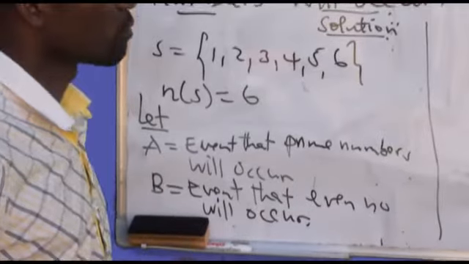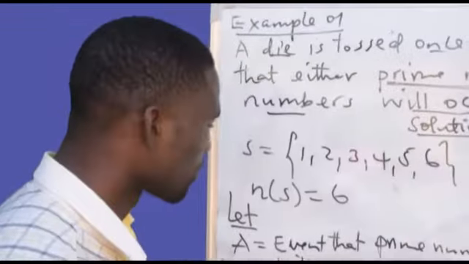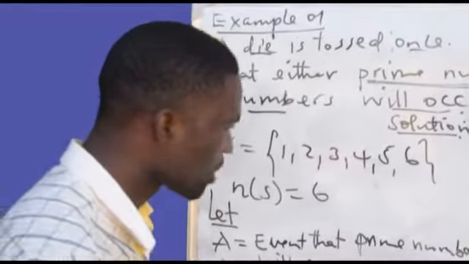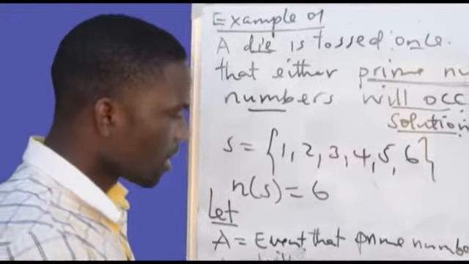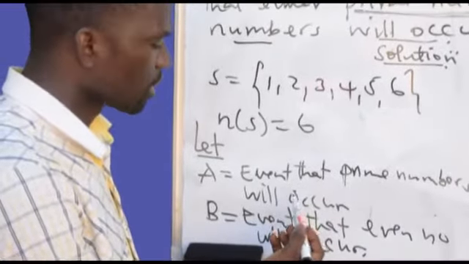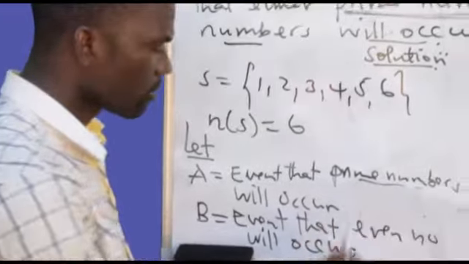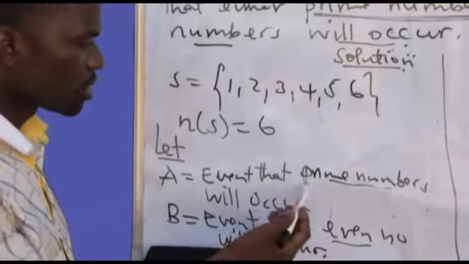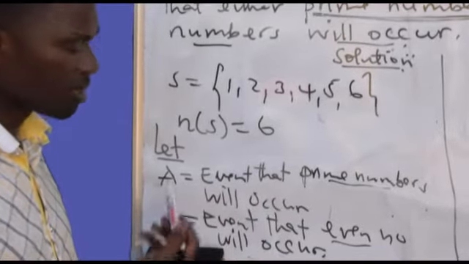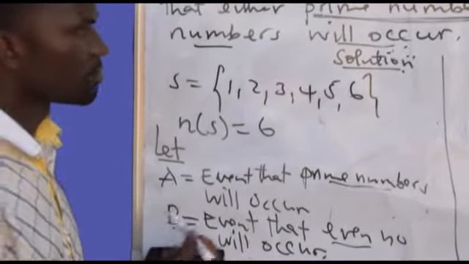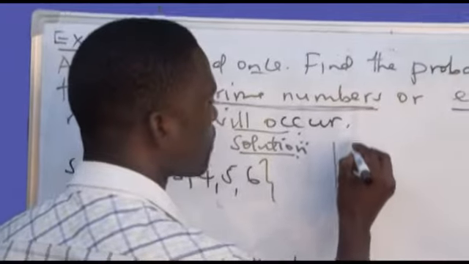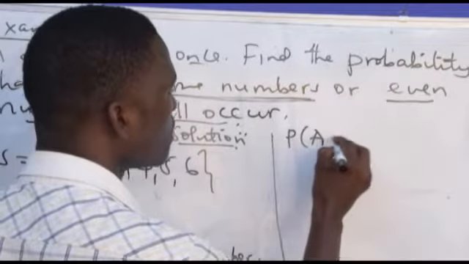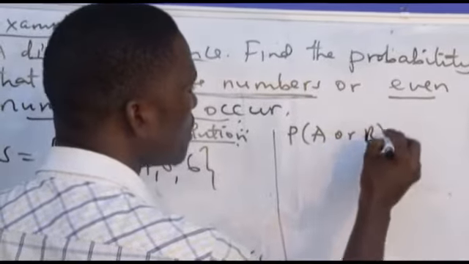So what does the question want? The question wants the chance that the number that will show up will be either prime or will be even. That means the numbers will be A or B. So the question is asking you to find the probability of A or B equals to what?